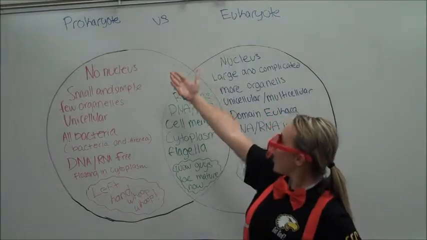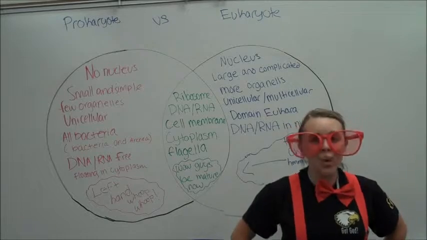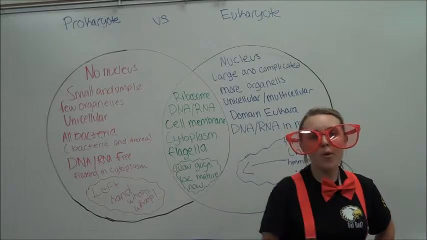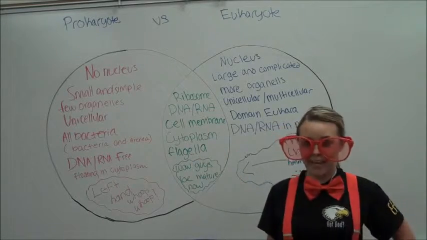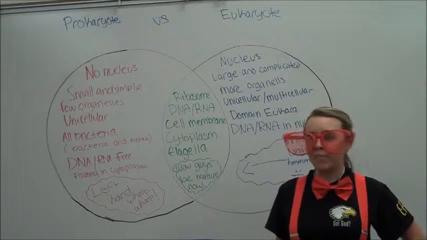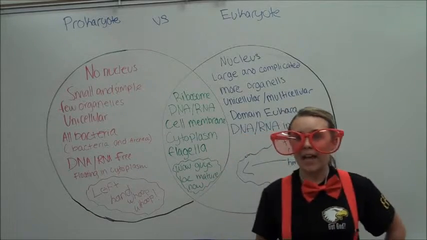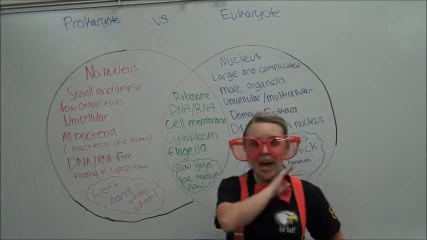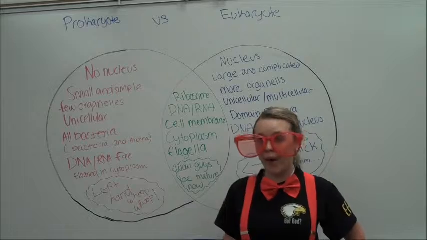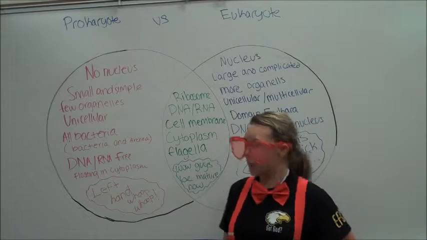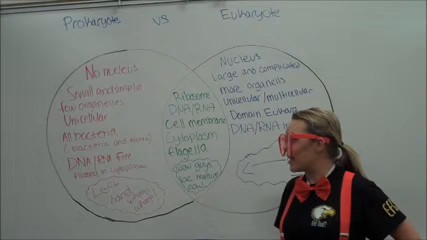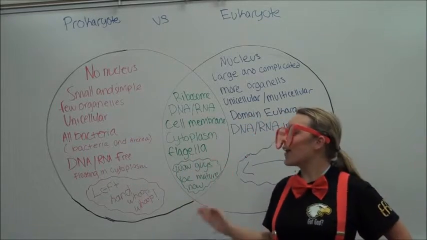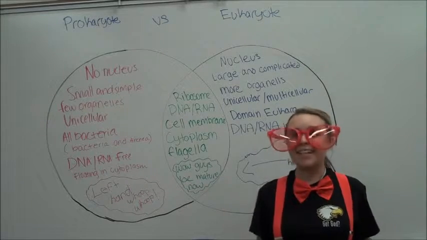So guys, prokaryotes and eukaryotes are both types of cells. Now I'm going to tell you about the prokaryotes. The prokaryotes have no nucleus and they're quite small and simple. They have few organelles and they're mostly found in unicellular organisms. Every organism that is prokaryotic is bacteria, and they are found in the domains Bacteria and Archaea. Their DNA and their RNA is free-floating in the cytoplasm.